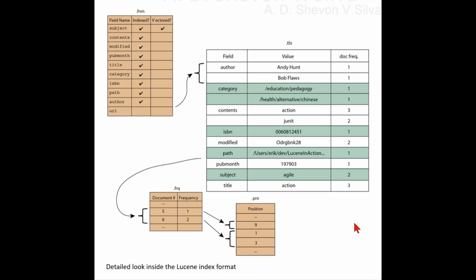Norms. The .nrm file contains normalization factors that represent the boost information gathered during indexing. Each document has one byte in this file which encodes the combination of the document's boost, that field's boost, and a normalization factor based on the overall length of the content in that field.